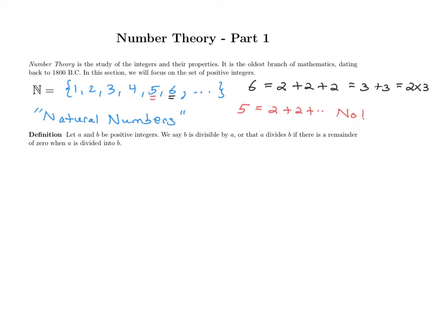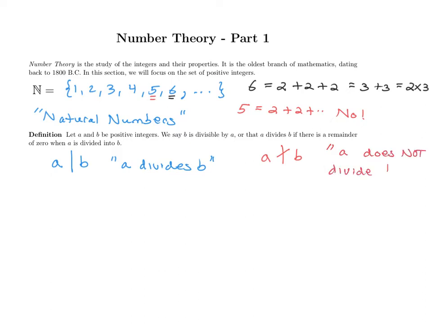Here's the notation that we'll use for A divides B. We'll write A with a vertical line and then B. And this means A divides B, meaning when you divide A into B, there's a remainder of 0. If A does not divide B, we can write this. So it's the same idea, but we put a line through it to say A does not divide B.